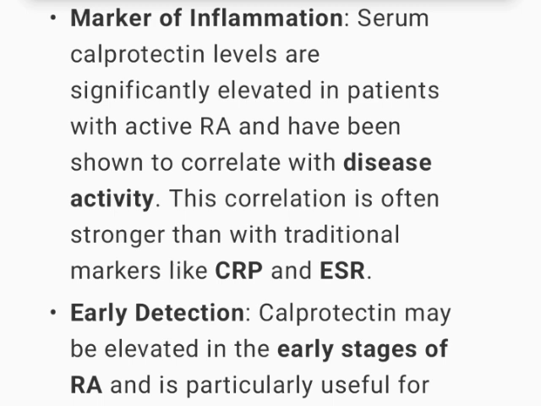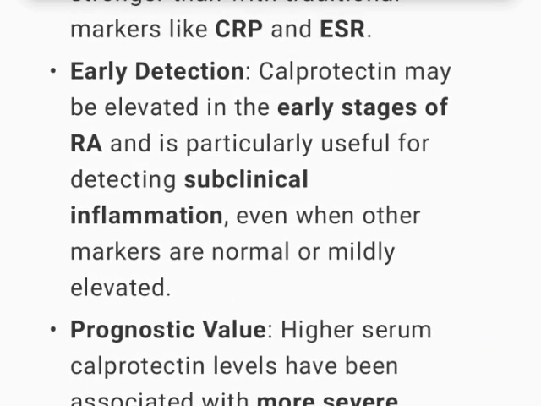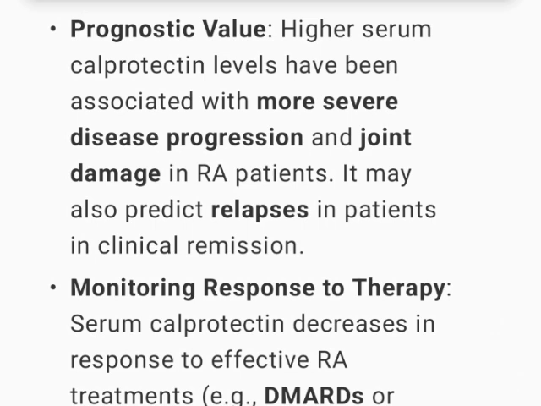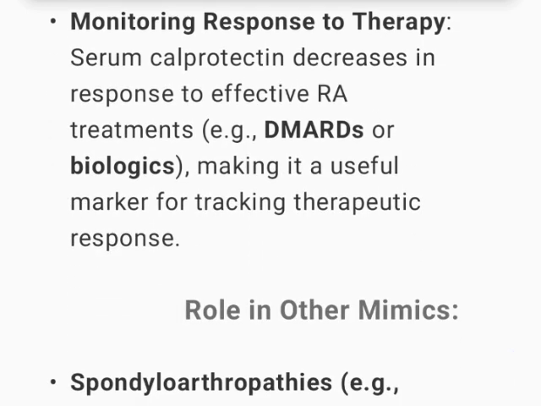Early detection. Calprotectin may be elevated in the early stages of RA and is particularly useful for detecting subclinical inflammation, even when other markers are normal or mildly elevated. Prognostic value. Higher serum calprotectin levels have been associated with more severe disease progression and joint damage in RA patients. It may also predict relapses in patients in clinical remission. Monitoring response to therapy. Serum calprotectin decreases in response to effective RA treatments, e.g., DMARDs or biologics, making it a useful marker for tracking therapeutic response.